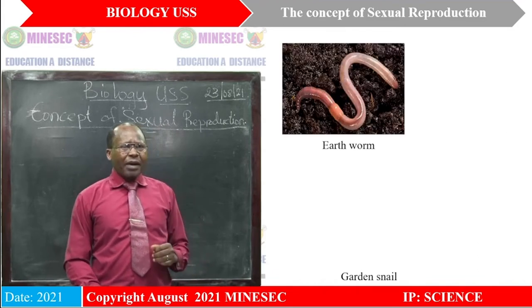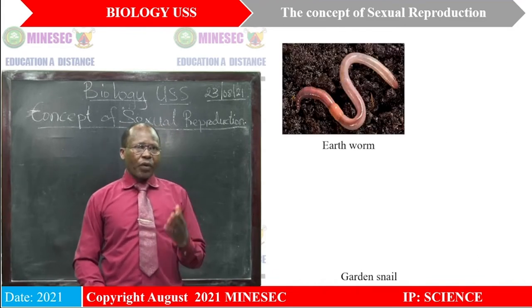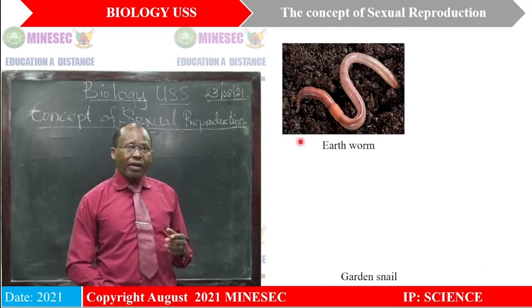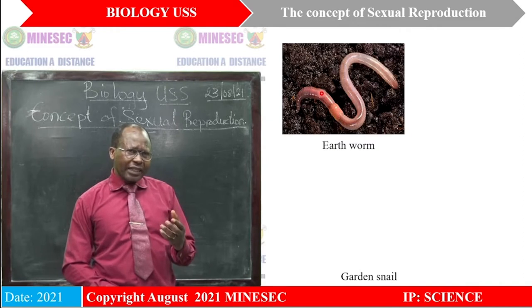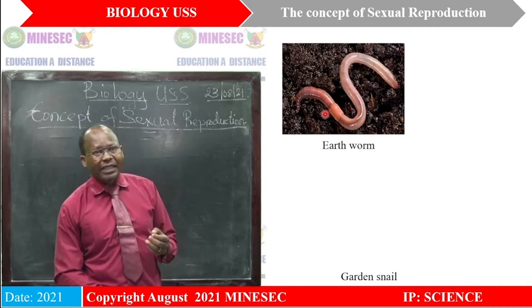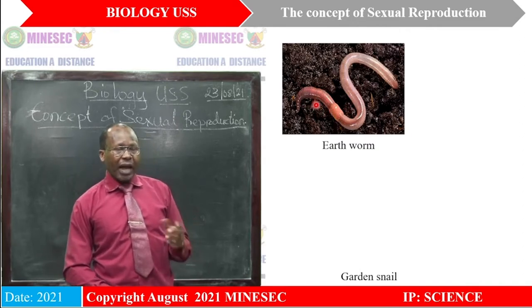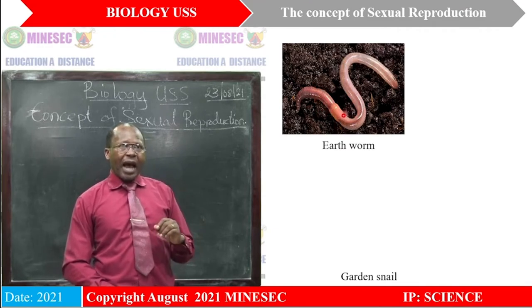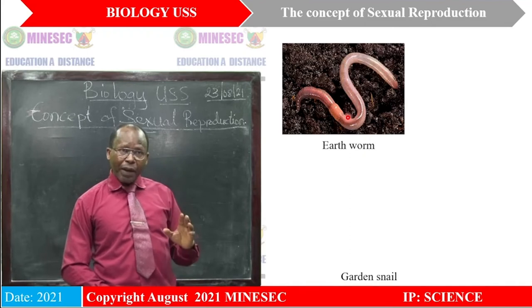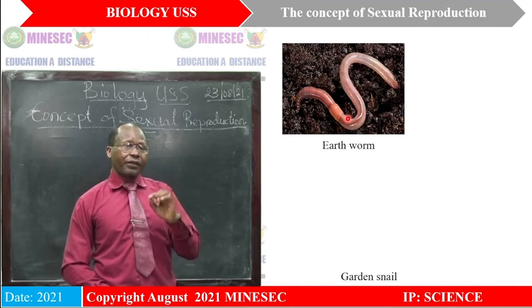We have an example here of the earthworm. When we look at the structure of this earthworm, we see that this is what we call the clitellum. And when you look at the detailed structure of the earthworm, you see that it has the genital opening. And there are two genital openings, the female and the male. Each earthworm produces the sperm and the egg, but will not self-fertilize.